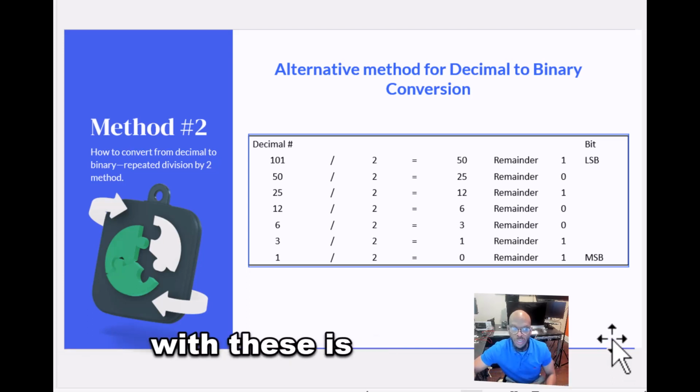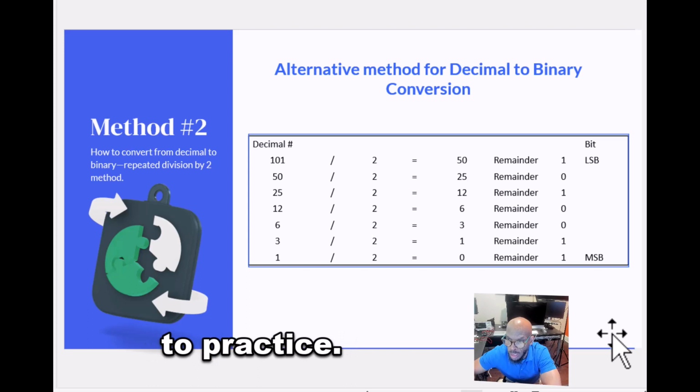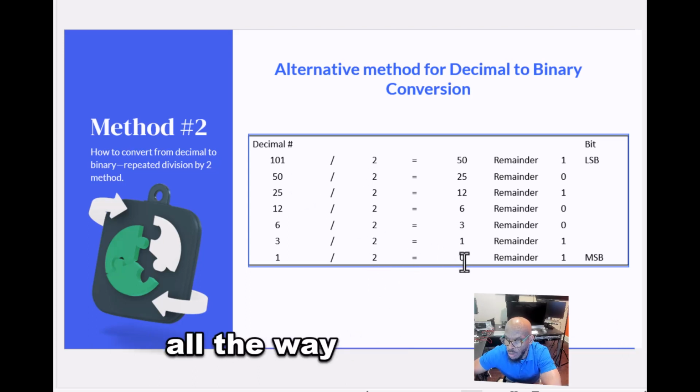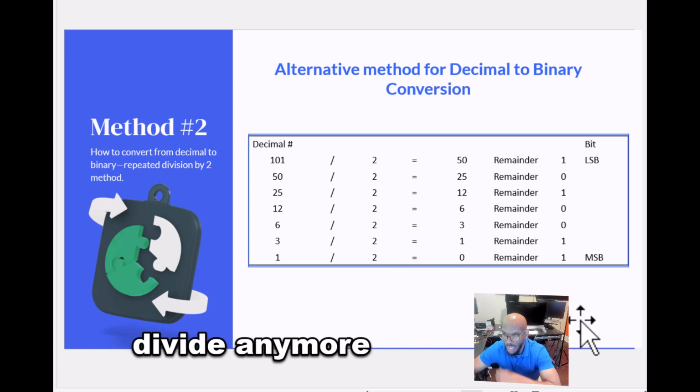So what you have to do with these is just practice. And just remember, you're doing the repeated division by 2 until you get all the way down to 0. Till you can't divide anymore.